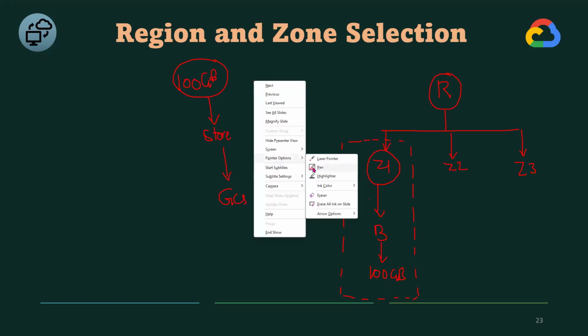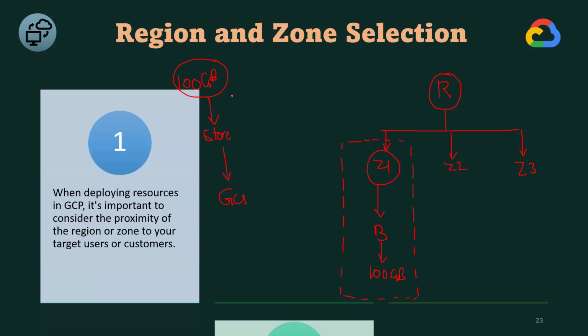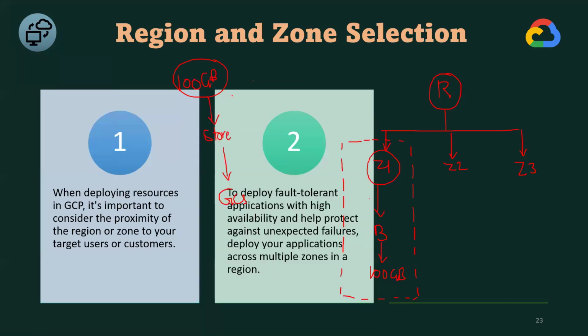the second point says that to deploy fault tolerant applications with high availability and help protect against unexpected failures, deploy your applications across multiple zones in a region. Okay, deploy your applications across multiple zones in a region.